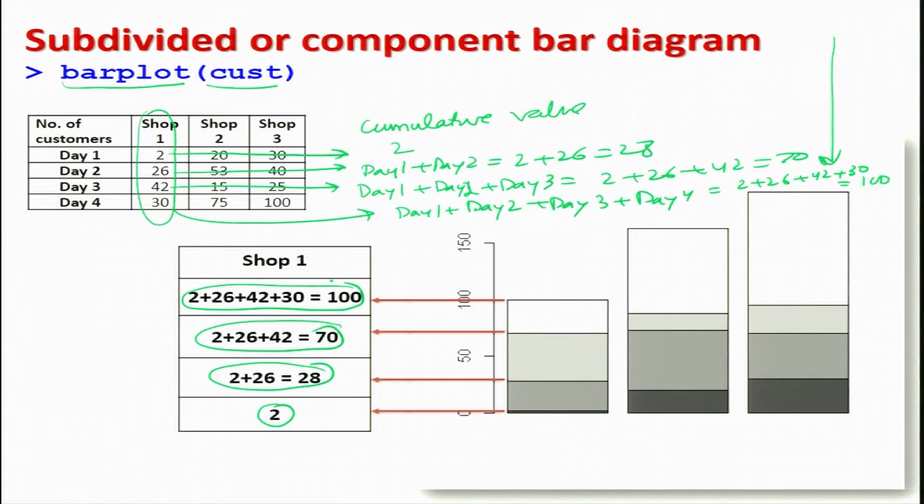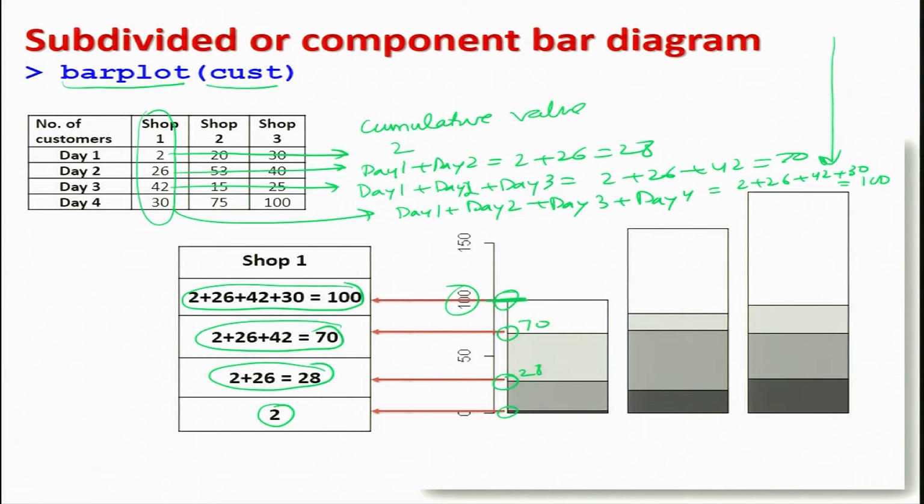So in this bar, this height is the maximum value, which is the cumulative total of all the observations. There are 100 customers in shop 1, so this is 100. And how these customers have been distributed among all the days is indicated here. So this is the value 2 for day 1, this is the value 28 for day 1 plus day 2, this is the value 70, which is day 1 plus day 2 plus day 3, and this is day 1 plus day 2 plus day 3 plus day 4.